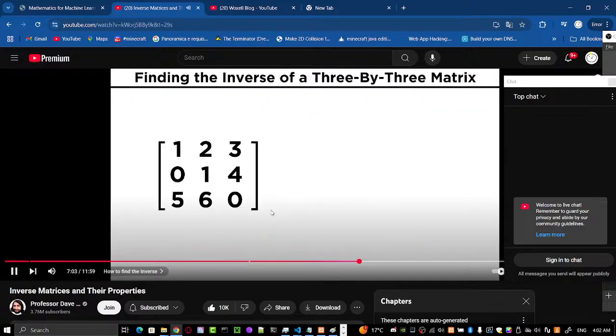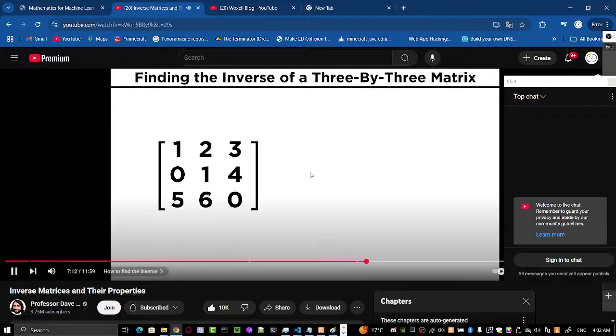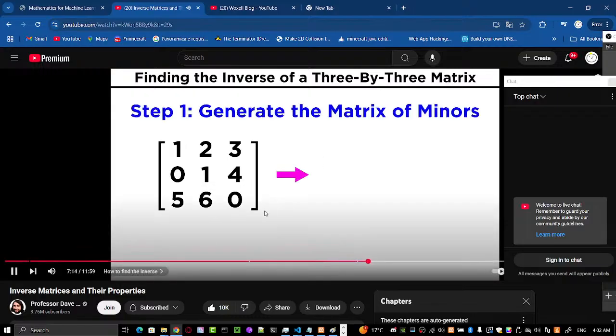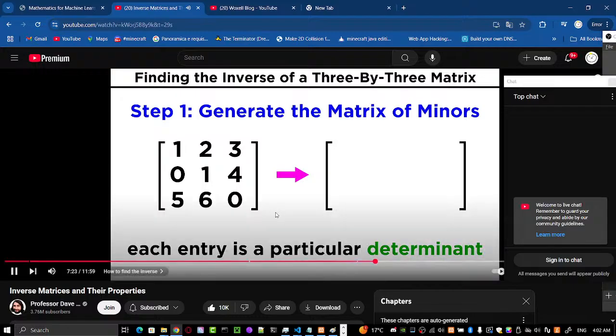Lastly, you may be wondering how we can find the inverse of any matrix other than a 2 by 2 matrix. Let's look at a 3 by 3 matrix and see how this would work. To find the inverse of this, we will first find something called the matrix of minors. This will be a new 3 by 3 matrix, and each entry will be a particular determinant. So we have to calculate each determinant of this submatrix, right?